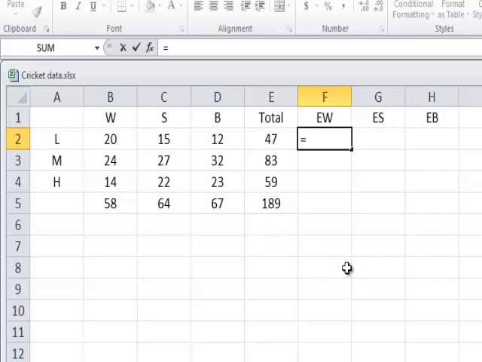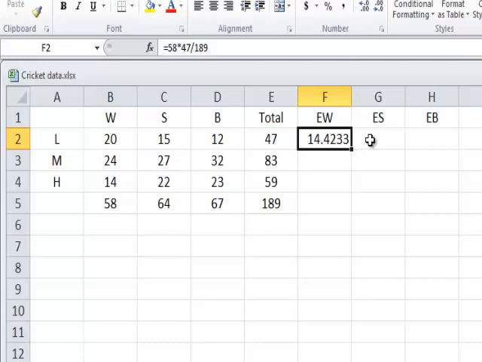should I do it by cell reference? No, let me just do it simply. 58 times 47 divided by 189. So that's 14.4.